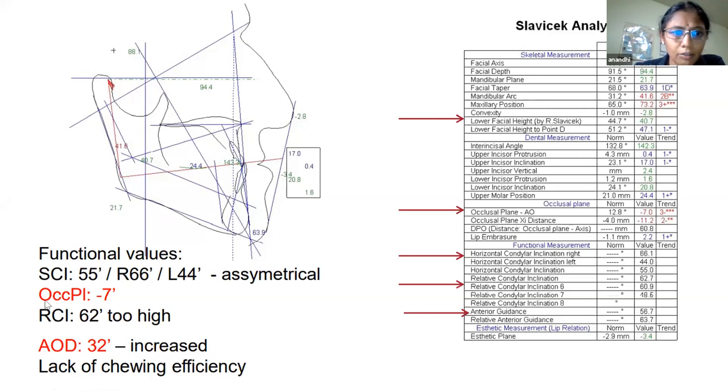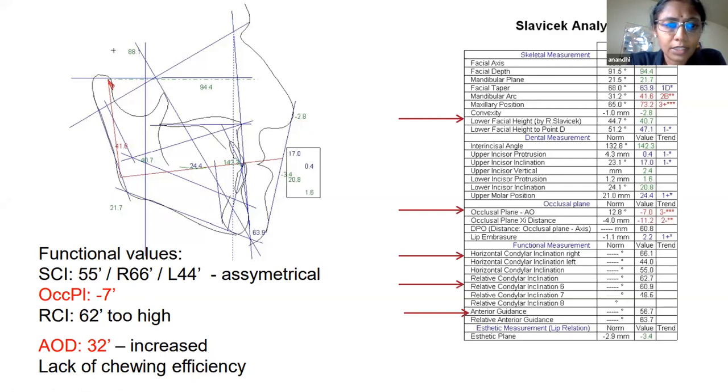Then we have the occlusal plane is -7. Again, like I said, this is the formula we talked about before, but it is too much to explain the formula in just a couple of minutes. So the AOD is 32 degrees. AOD is angle of disocclusion. Angle of disocclusion meaning when the patient chews and eats, it's usually like 8 to 12 degrees.